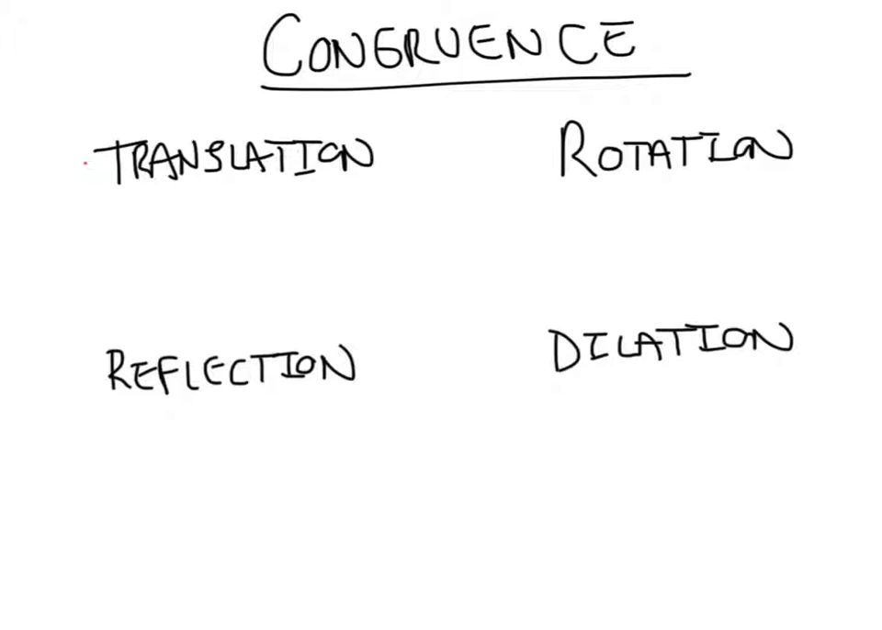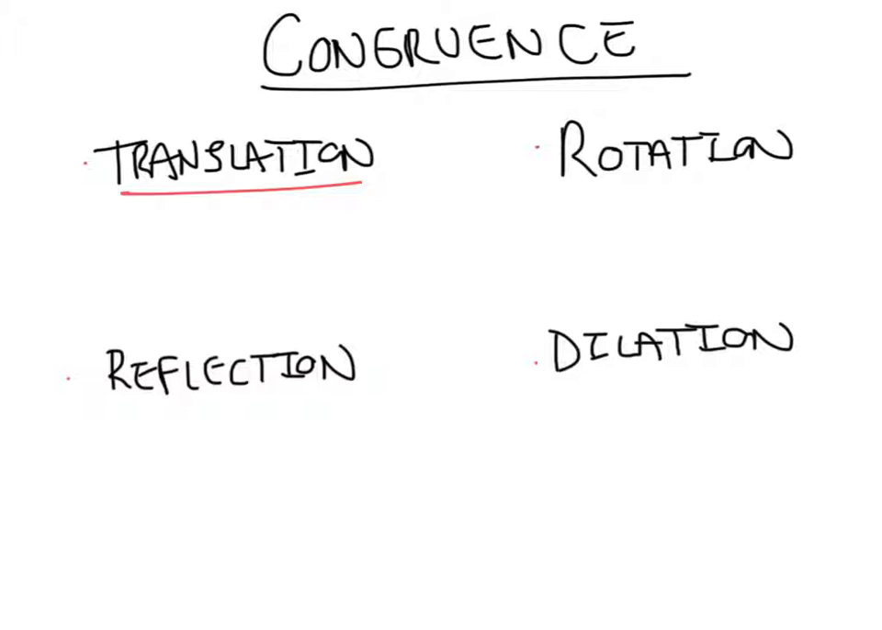So what I have here is our four main transformations that we're going to be working with, and I want to talk about which ones are going to preserve congruence. That means which of these are going to keep the shape the same size and the exact same shape. First one we're looking at is our translations.